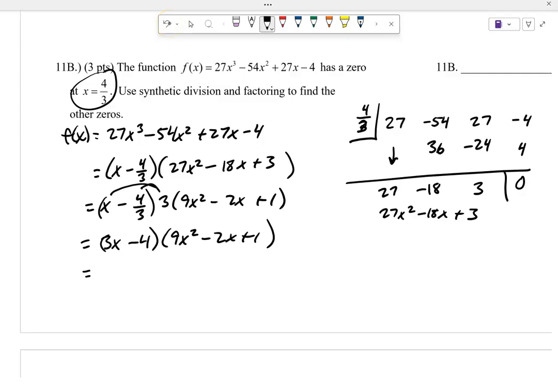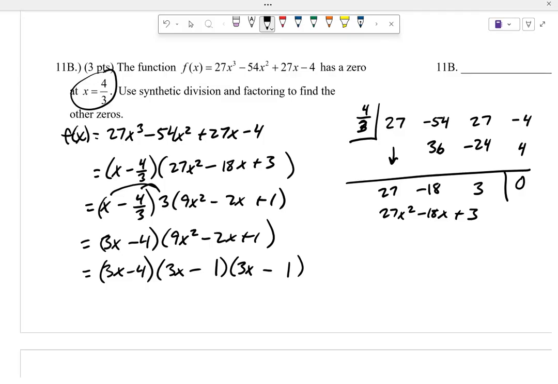But I've got a quadratic at this point, so I'm going to go ahead and factor my 9x squared minus 2x minus 1. I'm going to guess it's probably 3x and 3x. It could be 9x and 1x, but let's try 3x and 3x. And let's see if that would be 1 and 1. It's either got to be plus, plus, or minus.